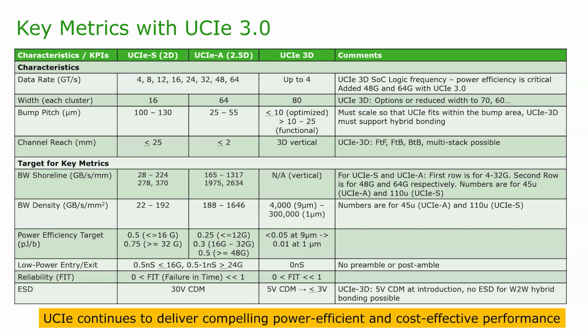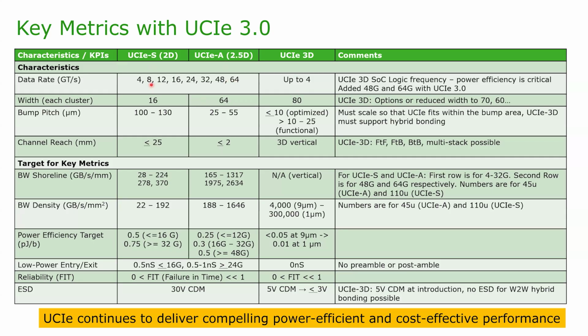UCIe offers the best metrics to meet the projected compute demand for the next 5 to 6 years. Even then, as you can see, we are not resting on our laurels. We are actively working towards making this even better. We are sensing what is needed, and we are acting based on that, right? This table summarizes our KPIs, our key performance indicators. You have 3 columns here: UCIe-S, which is the 2D, UCIe-A, which is the 2.5D, and UCIe-3D, which is the 3D interconnect, the vertical chiplets. Now, these two are the planar, 2D and 2.5D.